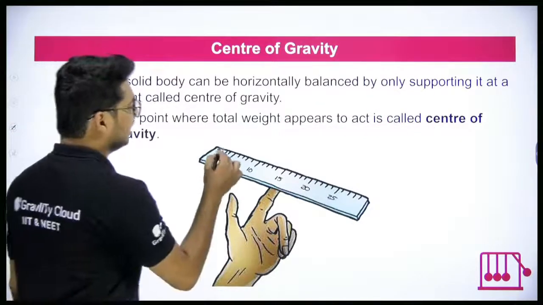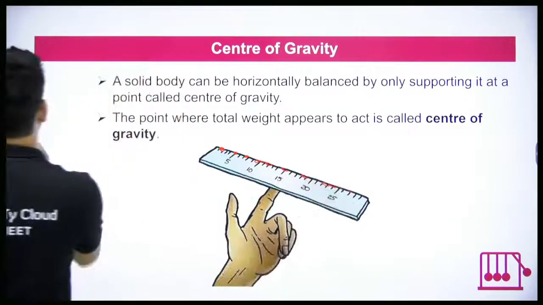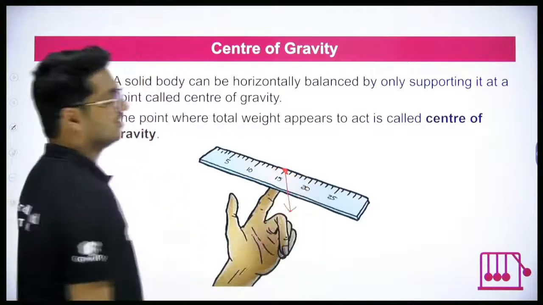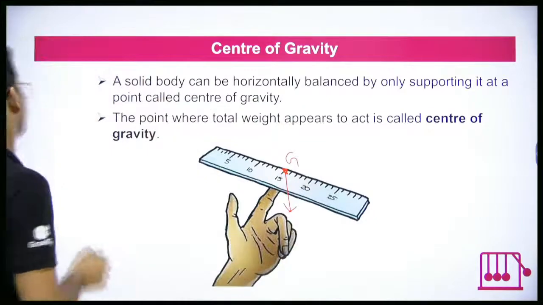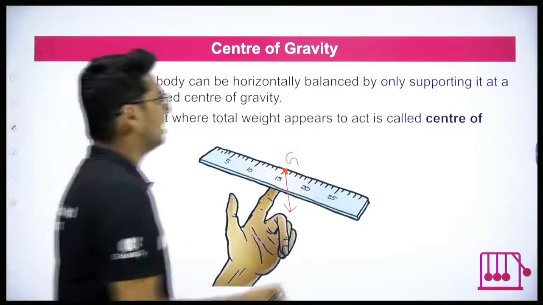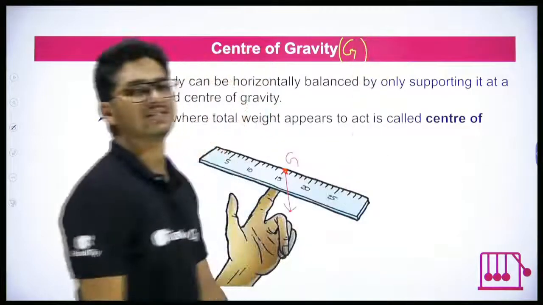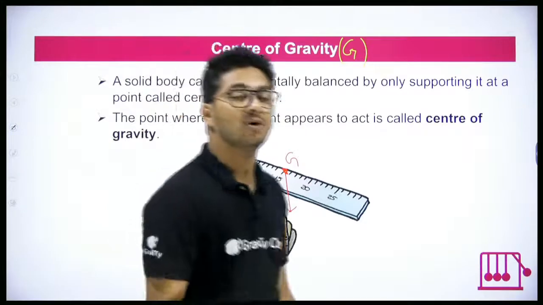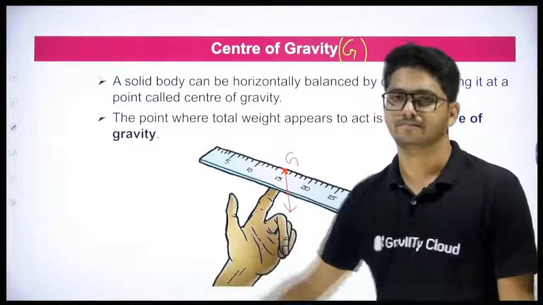So for this scale, there is weight everywhere acting. But we can say that the total weight will act at its center, and there we have to place what? We have to place our finger. And for center of gravity, normally the symbol is capital G. So when we say capital G, it will refer to what? Center of gravity. It is the point where the total weight can be assumed to act.